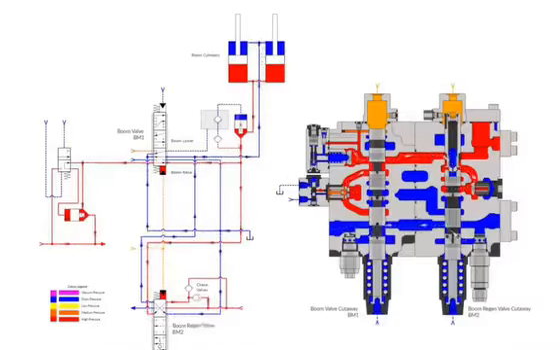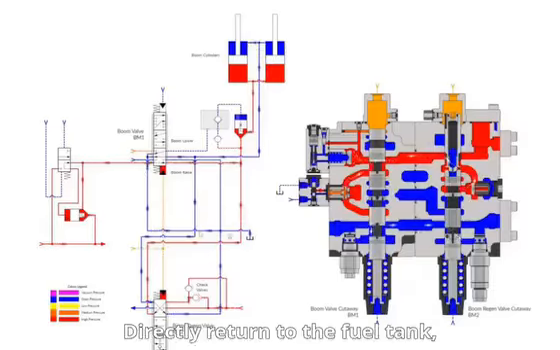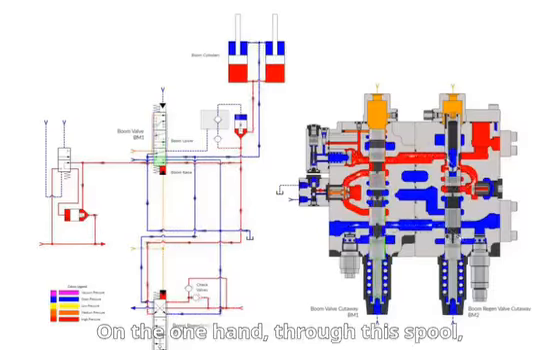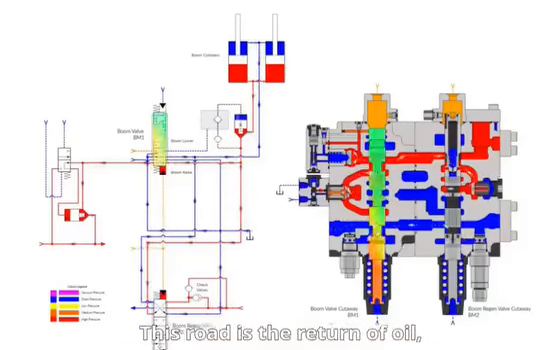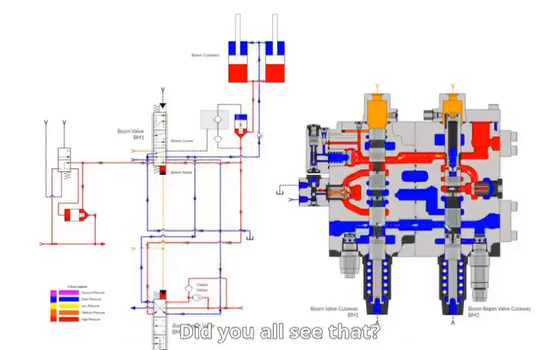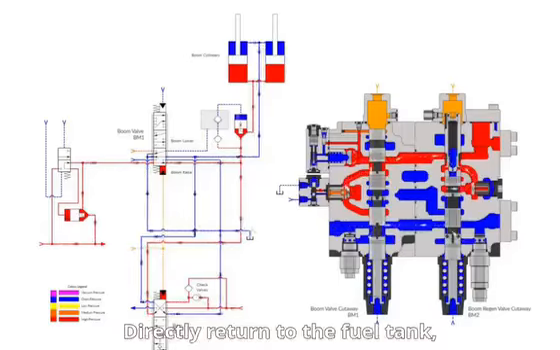And then there's the rod cavity, which has the oil return. Look at the oil of the rod cavity. The oil returns, on the one hand, through this spool, directly back to the fuel tank. On the other hand, through this spool, straight back to the fuel tank. This road is the oil return after this spool. Did you all see that? On the one hand, through this spool, directly back to the fuel tank.